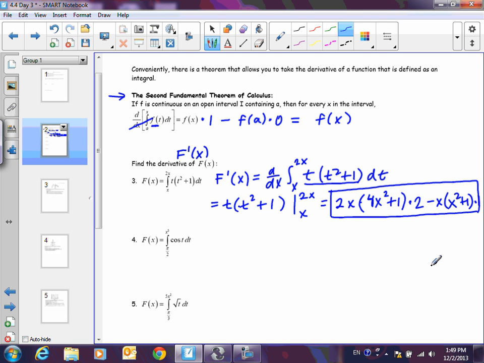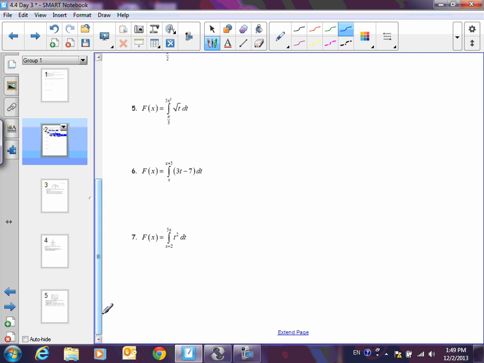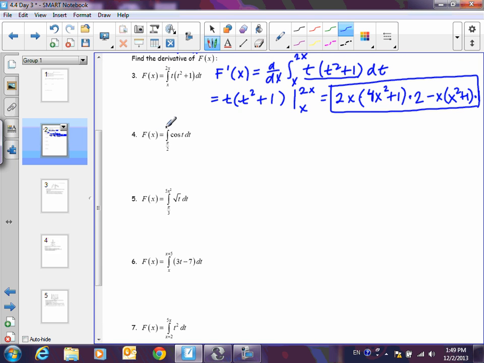Yeah? Okay, hopefully the answer to that is yes. Distributing, combining like terms, all that. All right, so I want you to see what's different about 4. How is 4, in particular, different than 3? It has trig.